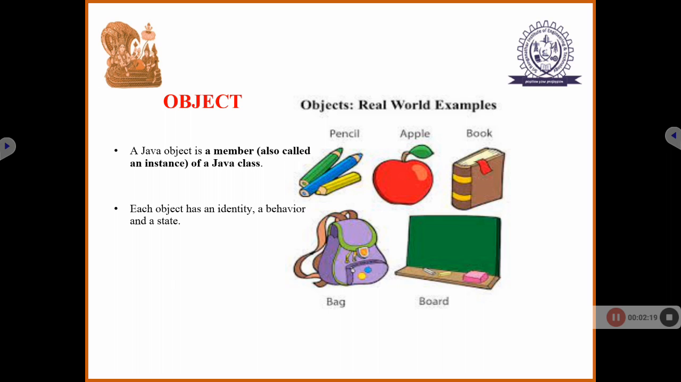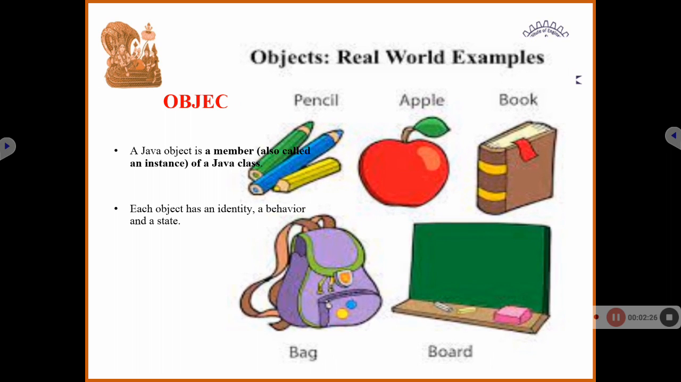I will tell you a real-time example of an object. These are all real-time examples of objects. We know very well about it. Pencil, apple, these are all objects. A pencil has a separate state and behavior, and then a bag and a book. A bag has a color; these are all the state, these are all the properties, and the state of the bag is a solid state. These are the best examples of an object.